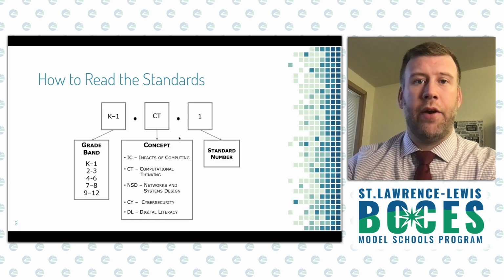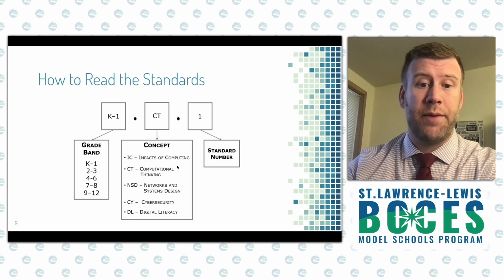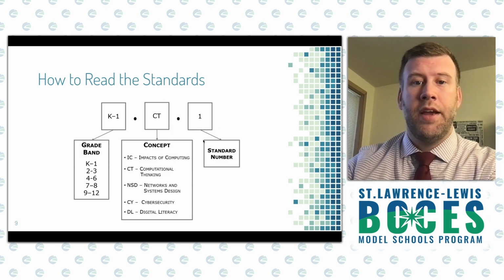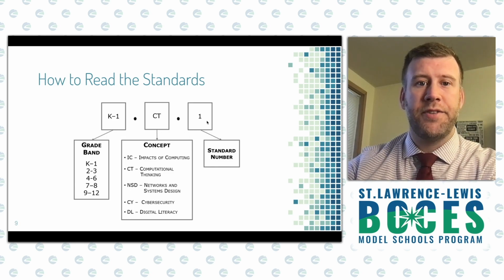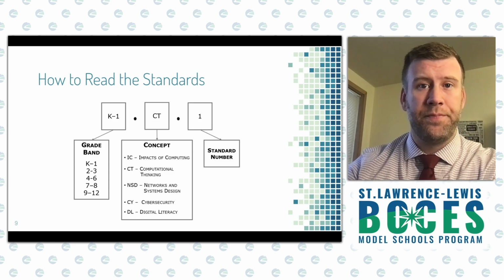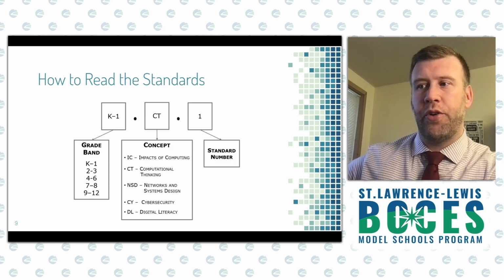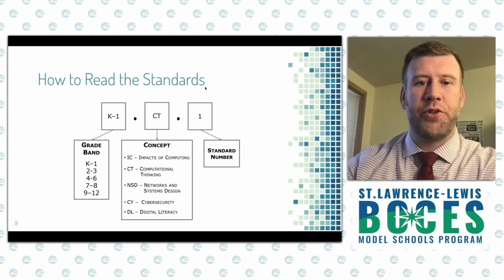After that point, we have our 5 concept areas: impacts of computing, computational thinking, networks and system design, cybersecurity, and digital literacy. This tells what they are based upon a 2 or 3 letter shortening. And then finally, the standard number. As you will see with these standards, the grade band sets, and then you have the concept area, and then the standard number. For each of the concept areas, you're going to start over your standard number. And as opposed to some of our other standards that go into smaller numbers, 1.1 or 1-2, this just goes along with the concept area.